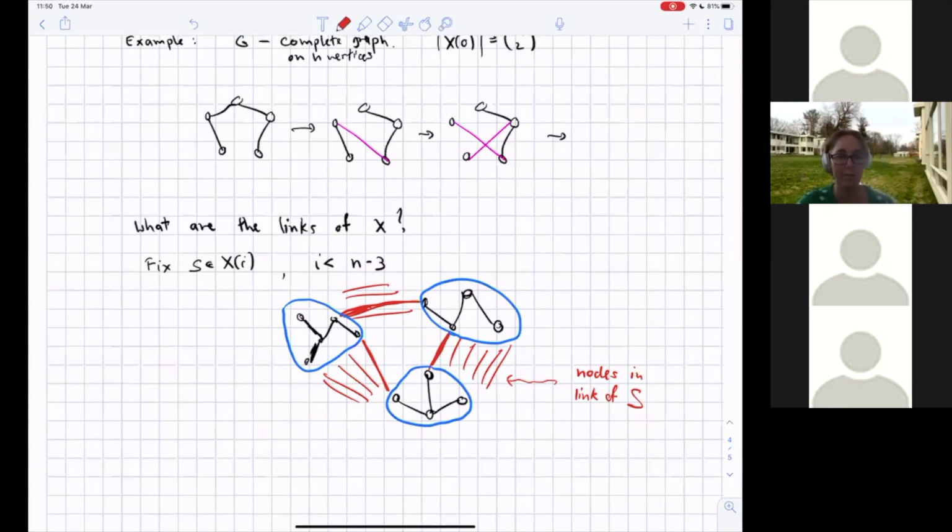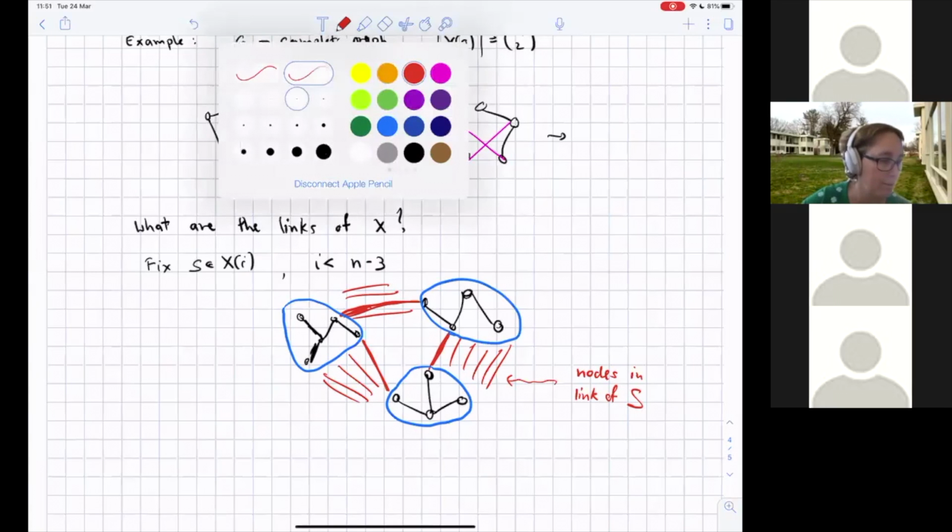Now let's look at the edges in the link of S. An edge in the complex is a pair of G edges. It needs to be a pair of G edges that together with S give a set of size the size of S plus 2. It should be a set that can be continued to an entire spanning tree.